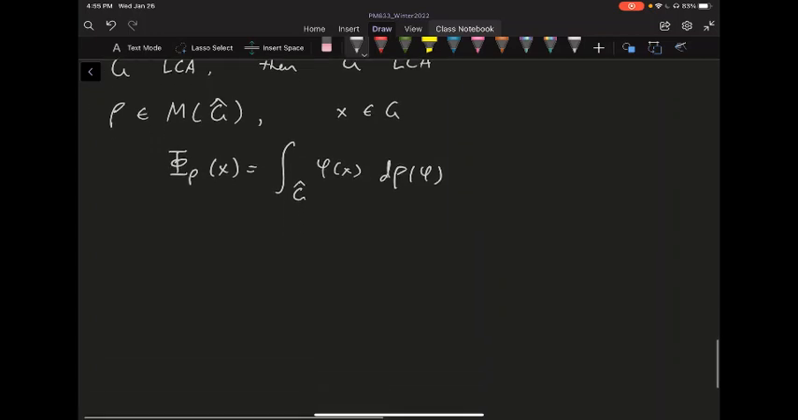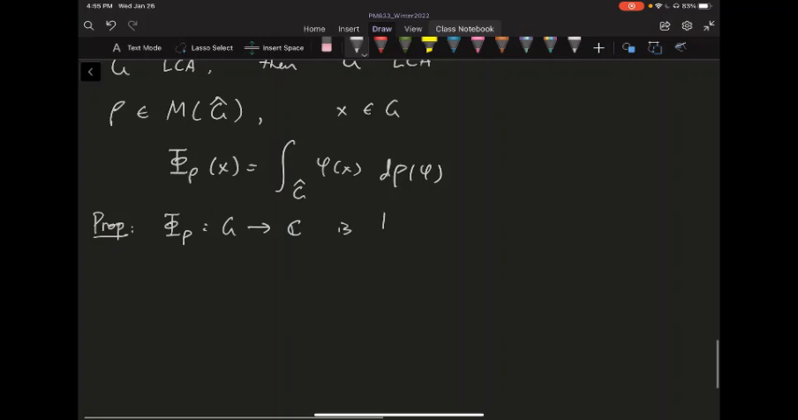All right, so now we have a proposition. In fact, this map is going to be really important in the next theorem we're going to talk about. So I just want to show several things. First of all, this function is, again, a bounded continuous function. So it's from G to C, and it is going to be bounded and continuous.